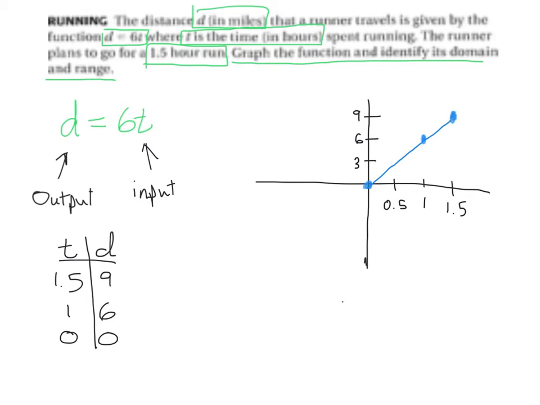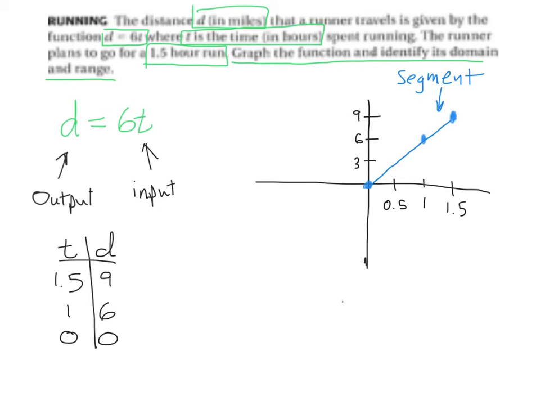Now, in this case, we're not actually going to draw arrows. This is called a line segment. It doesn't continue forever in both directions. It has a beginning and an end, right? He begins at 0 hours. He ends at 1.5 hours.